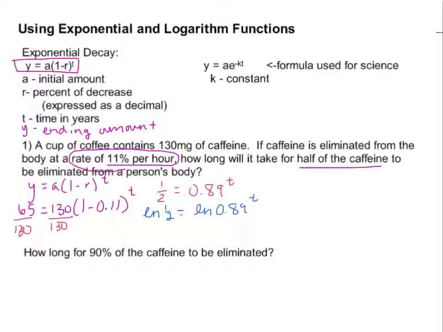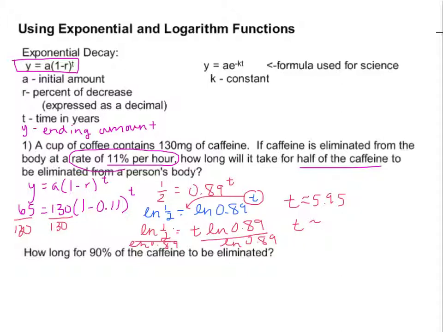Now I can use my properties of logs, because here we have an exponent, so that t can be multiplied out in front. So this becomes the natural log of 1 half is equal to t times the natural log of 0.89. Then to get the t alone, I divide both sides by the natural log of 0.89. The natural log of 1 half divided by the natural log of 0.89 gives us 5.95. So we would answer this as about 6 hours. It would take about 6 hours for that caffeine to be eliminated from someone's body.